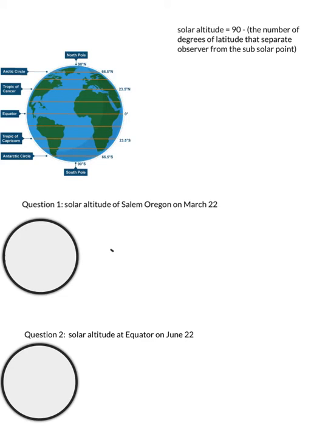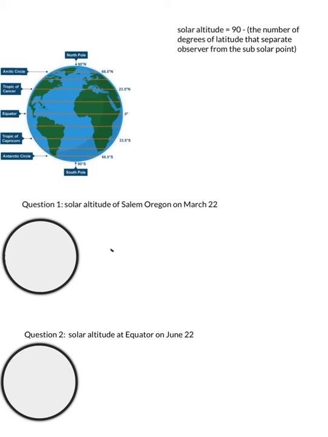So let's figure out how to calculate solar altitude. We've been leading up to it, and so now is the time. What I want you to see is that there's really two parts to any solar altitude calculation. The first is you've got to know where the observer is, and the second is you've got to know where the subsolar point is, or the solar declination, as it sometimes is called.